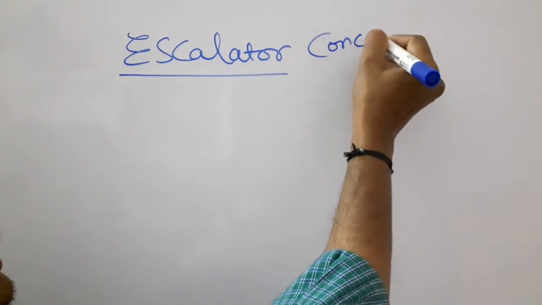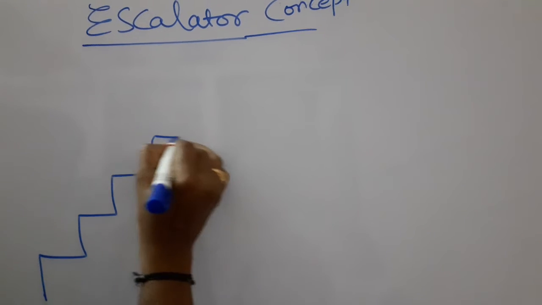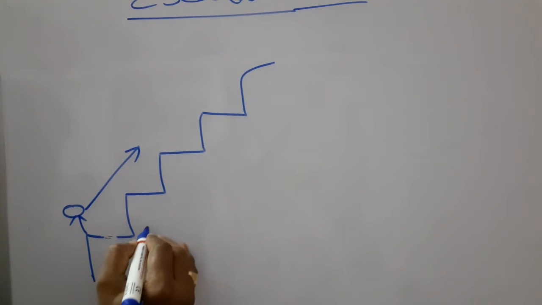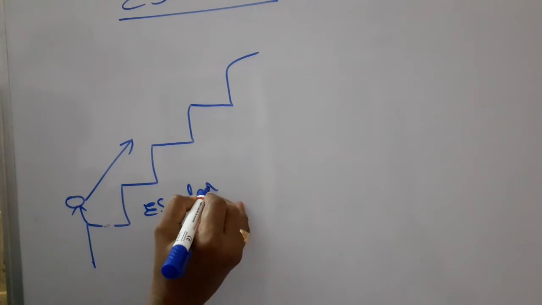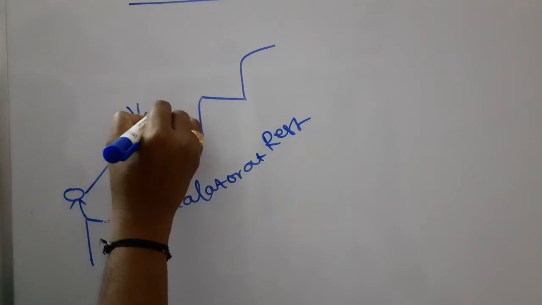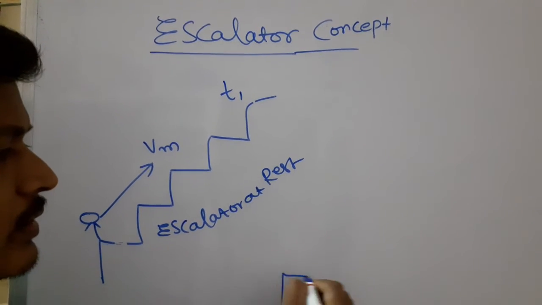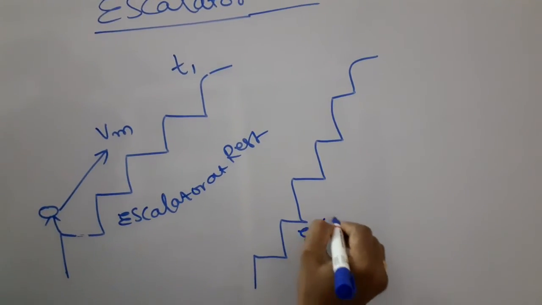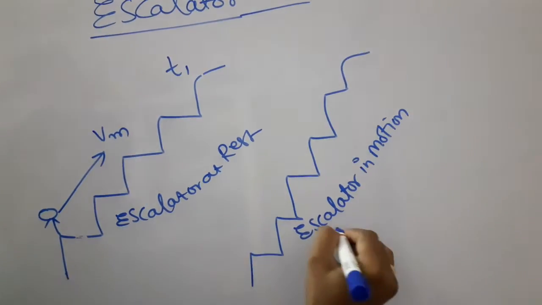Escalator concept. A man is moving up on a stationary escalator. This is the escalator at rest. The man is moving up, and the time taken to reach the top is t1. Here the escalator is in motion and the man is at rest. The time taken to reach the top is t2.